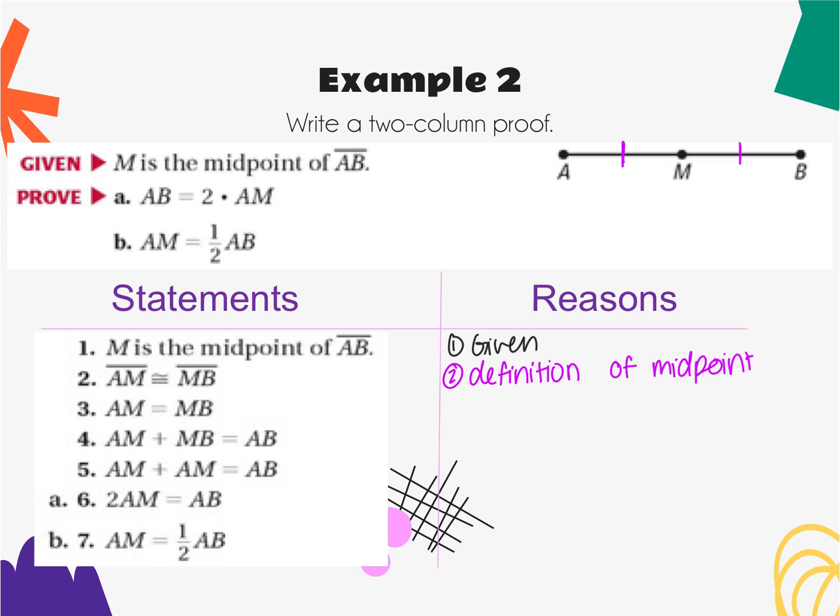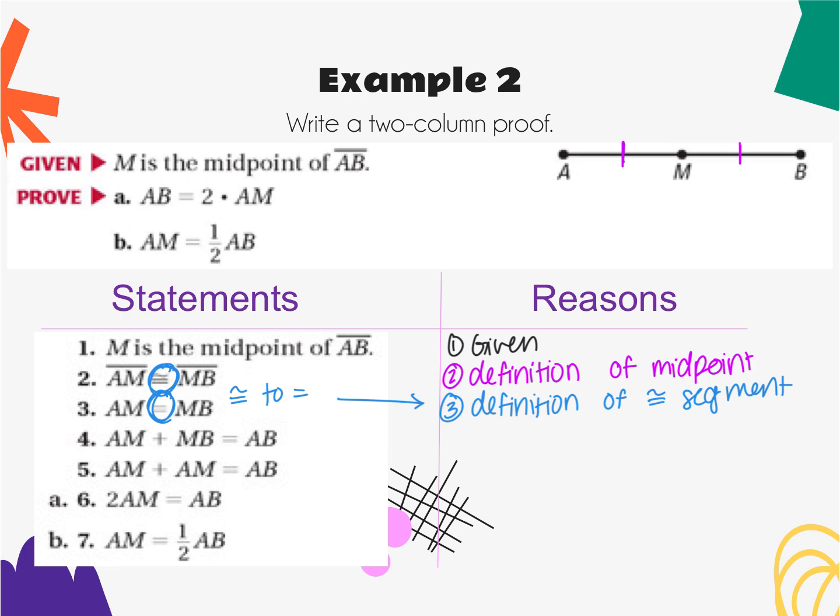Now, from 2 to 3, pay attention to this one. If I'm going from something congruent to equal and it's not changing, it's always going to be definition of congruent, and we're dealing with segments, it's going to be congruent segments. So anytime you see congruent to equal, you're going to use definition of congruent segments, or again, definition of congruent angles.